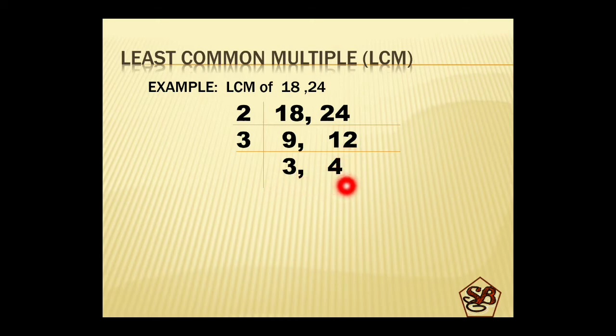3 and 4. Now these two numbers do not come in any of the common tables. So that means we need to stop here, and we have found all the numbers required.